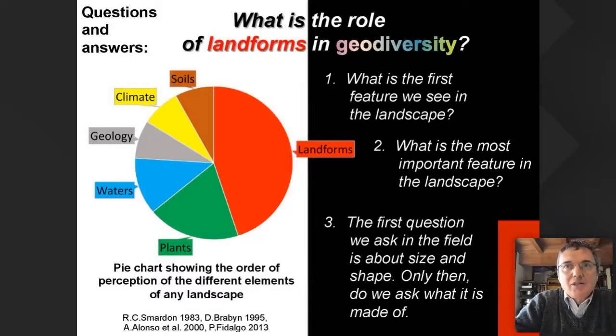Answers show that landform leads the order of perception among the different elements of any landscape, over plants, water, geology, climate, and soil. So, as a matter of fact, the first question we ask in the field is about the size and shape of a landscape. Only then do we ask what it is made of.